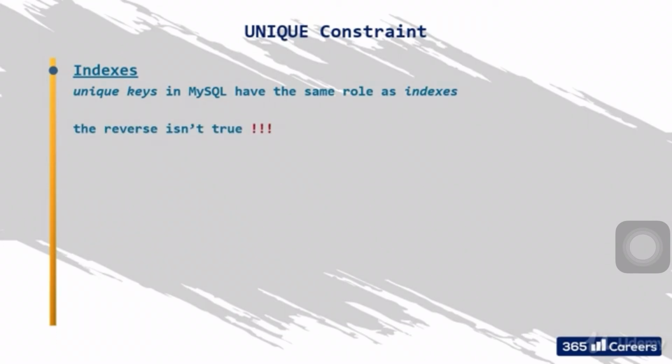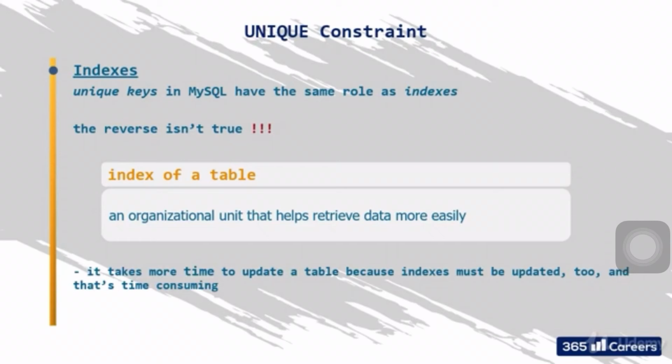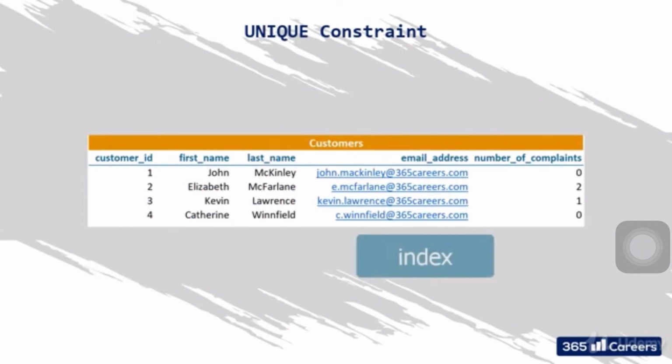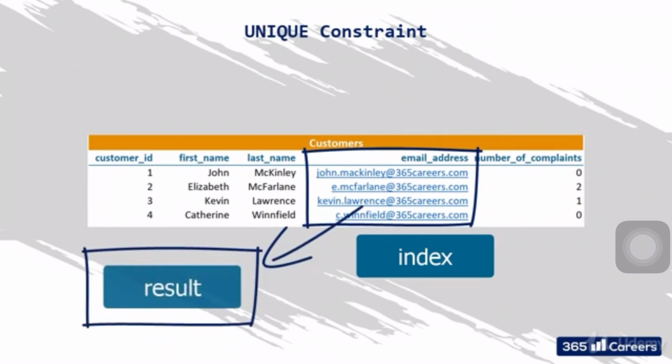Think of an index of a table as an organizational unit that helps retrieve data more easily. This also means that records in a table can be accessed more quickly. Of course, this doesn't come without a cost. It takes more time to update a table because indexes must be updated too. And that's time-consuming. As a result, think of an index as a MySQL tool that can be created in a column, which will be frequently used to retrieve information from a table. Hence, the automatic treatment of a unique key as an index in MySQL.